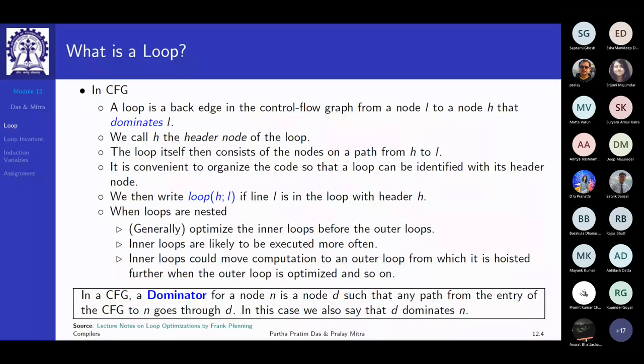Right? Now, we have noted earlier too that when loops are nested, then you can optimize the inner loops before the outer loops, because inner loops are likely to be executed more often. And inner loops could move computation to the outer loop from which it is hoisted further. Let's see what that means. So this is the basic definition of a loop.